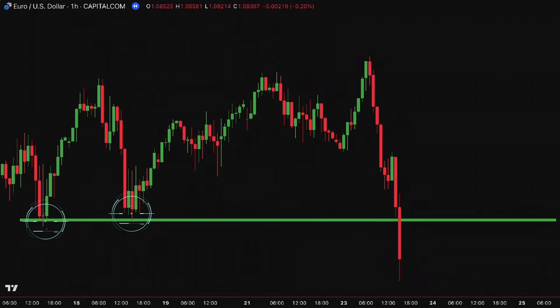Here, price breaks below previous lows, cleans the sell-side liquidity, and immediately reverses upward.